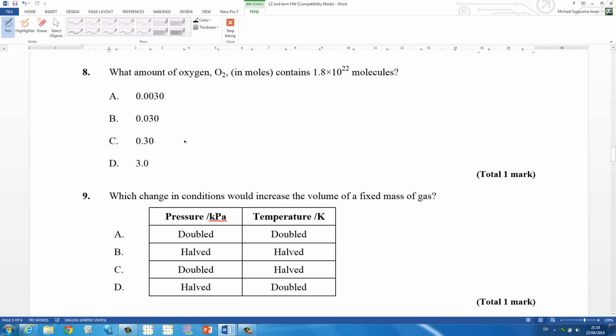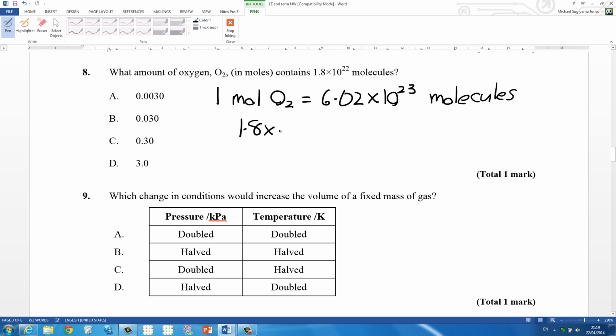Okay, number 8. Again, it's a moles question, and you have to use Avogadro's number. So you're given the number of molecules, what amount of oxygen contains that many molecules. Okay, so what you have to think is this: 1 mole of O2 equals this many, Avogadro's number, of molecules. But we don't have this many, we only have this many, 1.8 times 10 to the 22. So we divide that by Avogadro's number, and we get approximately 0.030. It's actually 0.299 something, but we can round up to that, so the correct answer there is B.